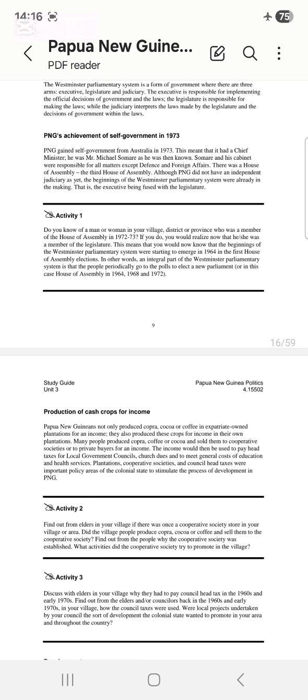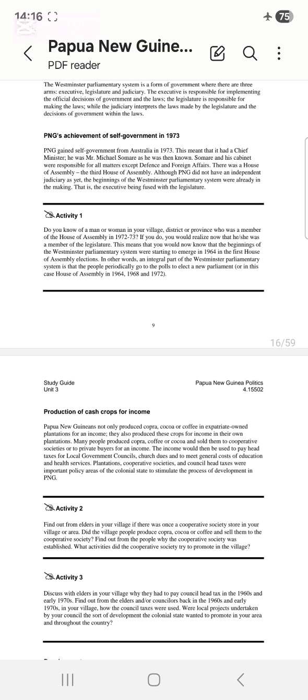I'll try and read the first sentence to get an idea of what this section is talking about. PNG gained self-government from Australia in 1973. This meant that it had a chief minister. He was the late Grand Chief Sir Michael Somare, as he was then known. Somare and his cabinet were responsible for all matters except defense and foreign affairs. Okay, so it gives a brief idea of self-government.